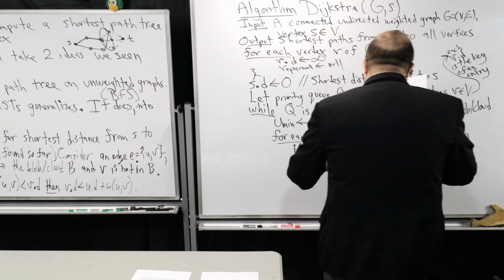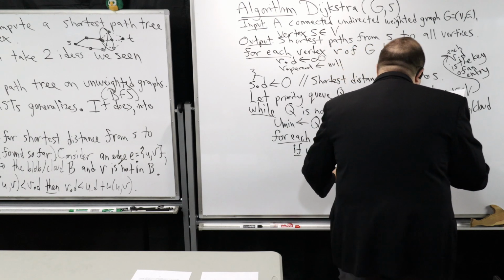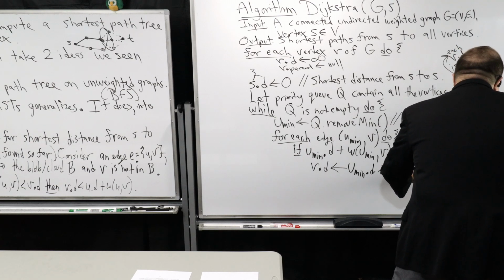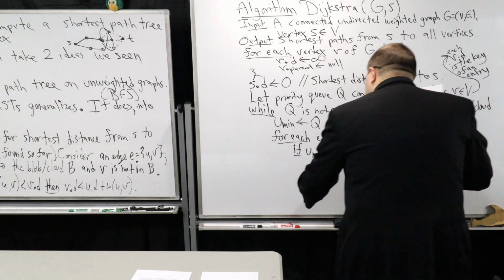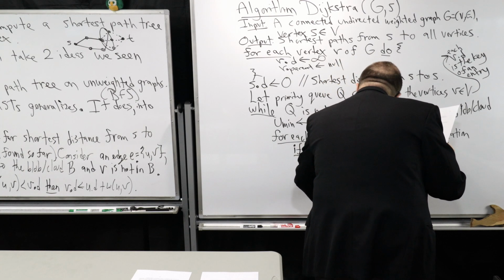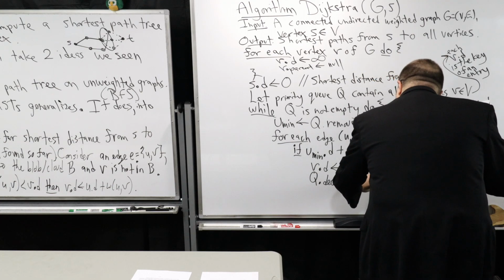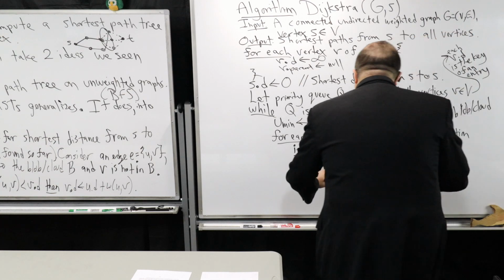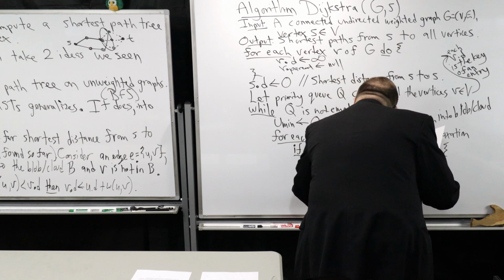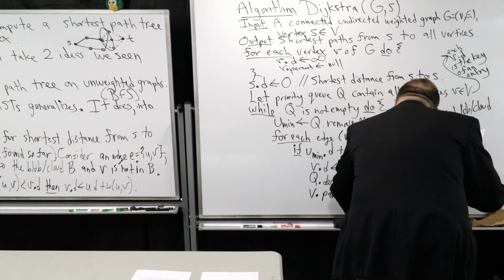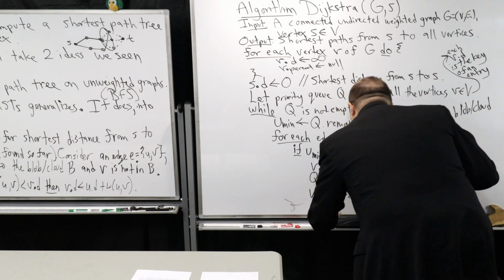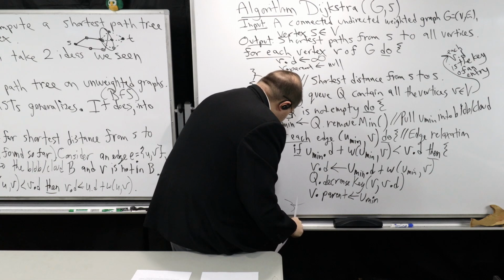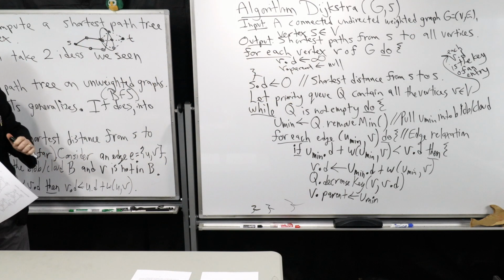Now, here are those three lines again. v.d is just going to simply be umin.d plus the weight of umin v. Then I'm going to apply decrease key, q.decrease key, on v, and I'm going to update its key to be v.d, now that I just updated it, and I'm going to update the parent of v. v.parent is just going to end up being umin because we found a shorter way of getting to v. And I think I need three closed curly braces. One, two. Sort of running out of space here, but that's Dijkstra right there.